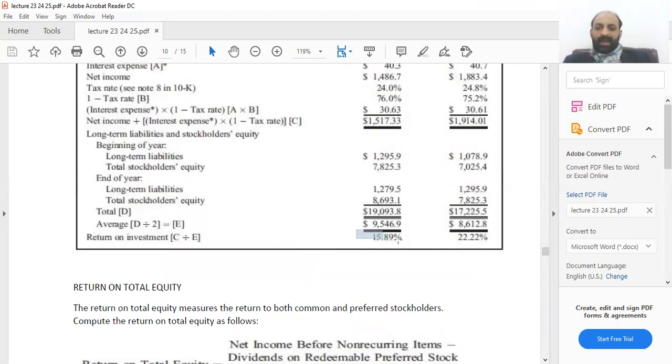What it shows is that if anyone invests in your company, that investor or maybe that shareholder will get a return of 15.89% on his investment.